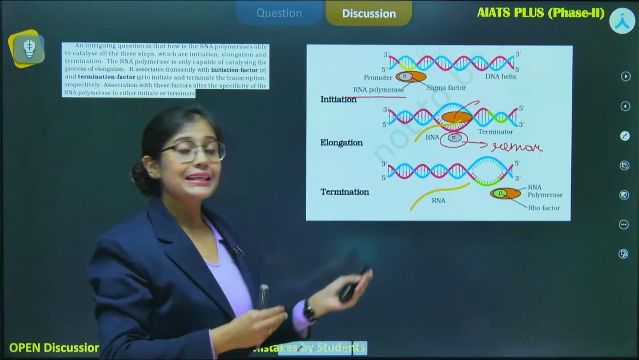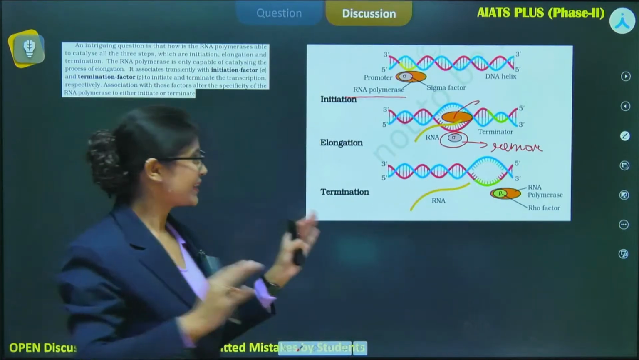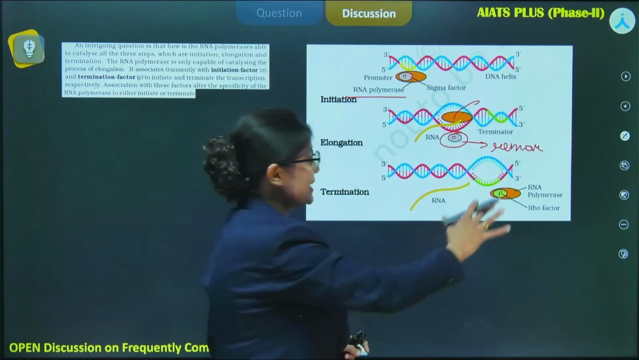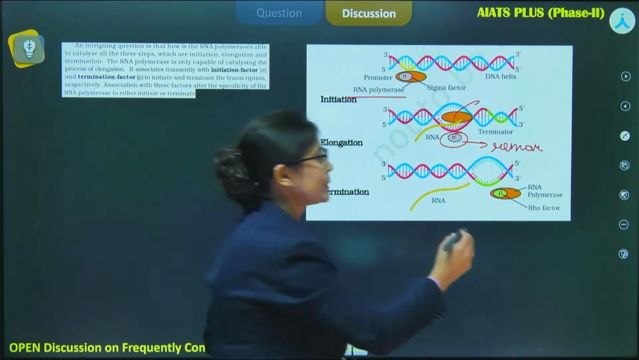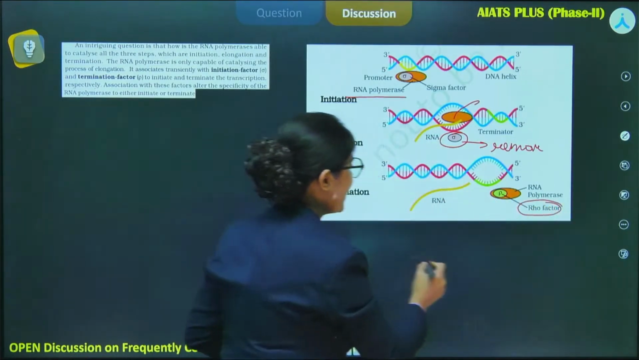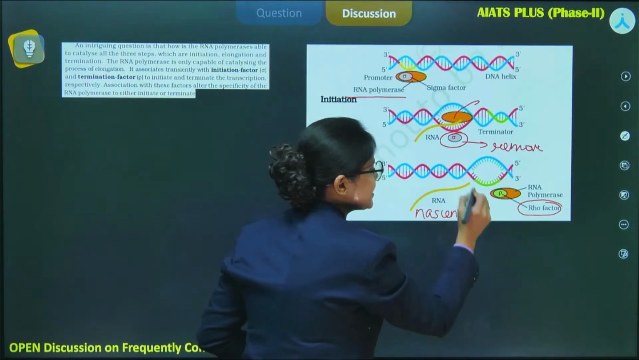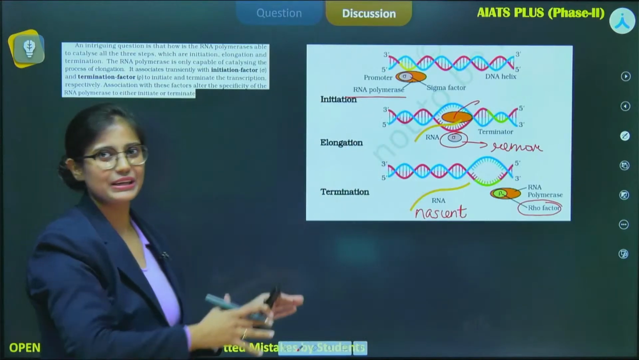That's why we say that the core enzyme has the capability for the elongation process, right? Now next one is, once the complete process is done, then this RNA polymerase gets removed along with the rho factor, and there will be release of nascent RNA. So this is how actually the process looks like.